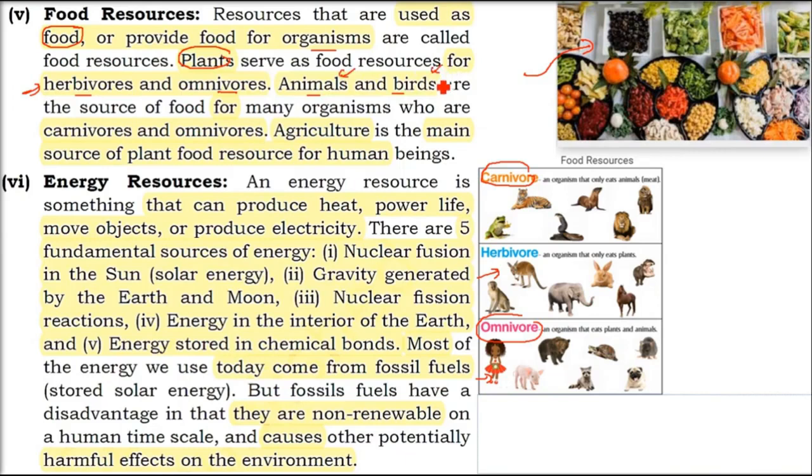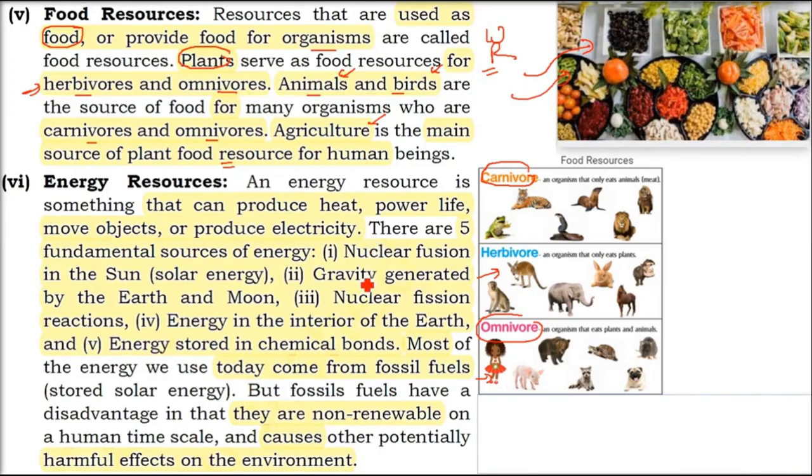But talking about animals and birds, they are also a source of food for those who are called carnivores and omnivores. Carnivores and omnivores, like human beings, as I said, eat meat also, they eat beef also. So agriculture is the main source of this plant food resource for human beings. We eat rice, and all the cereals come from agriculture only. So we get food resources from here. This is the food resource picture I wanted to show.